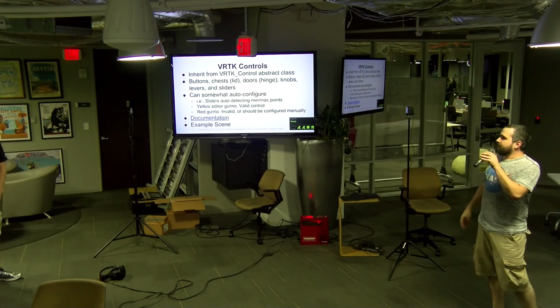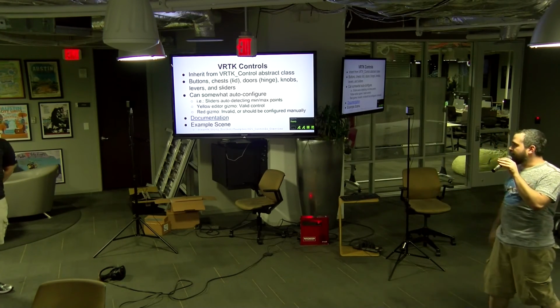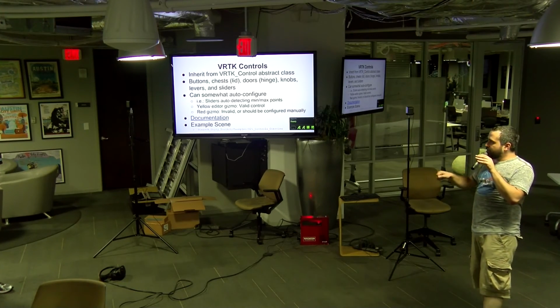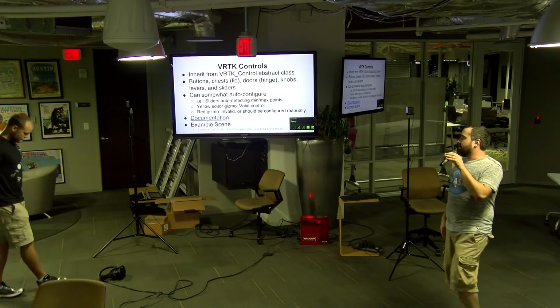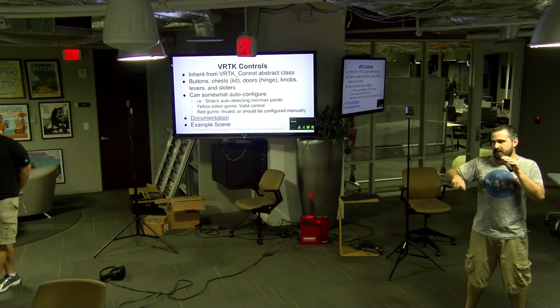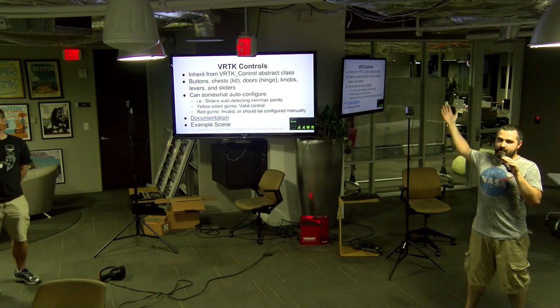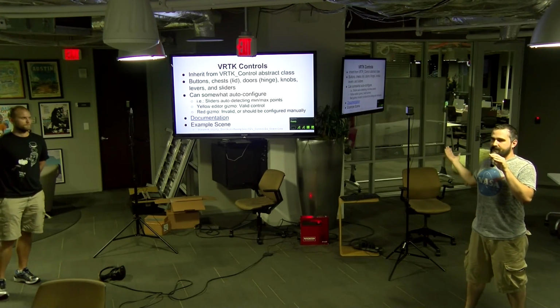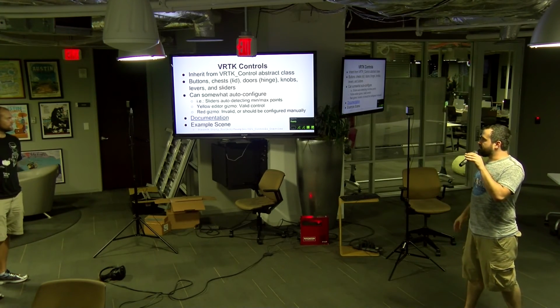Currently they have buttons, chests, so something with a lid you can lift up, hinge doors, knobs, there's probably a knob on the door, levers and sliders. So you just get these 3D interactable objects at a base. This control set is probably going to blow up and have a whole bunch of other things in it soon, just because of how fast this thing updates.